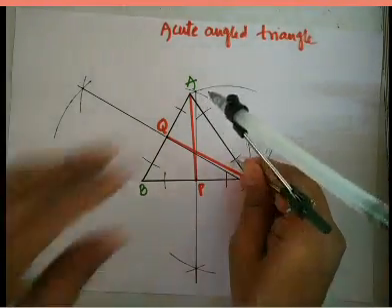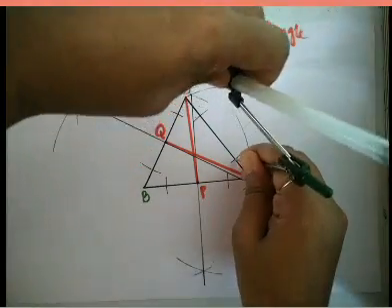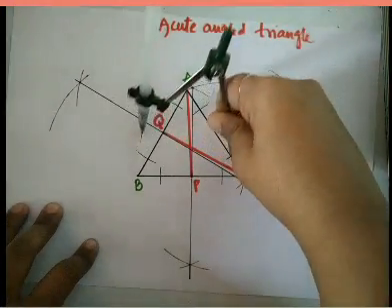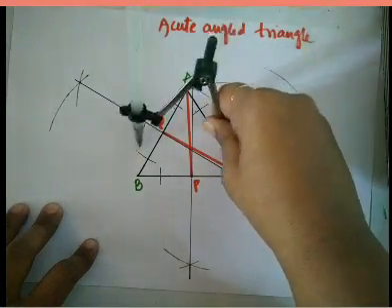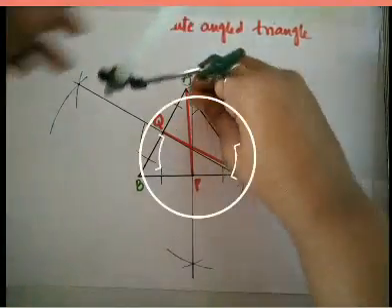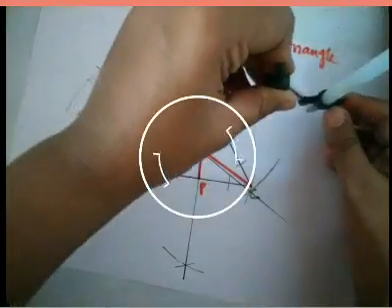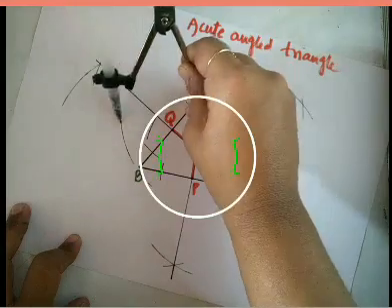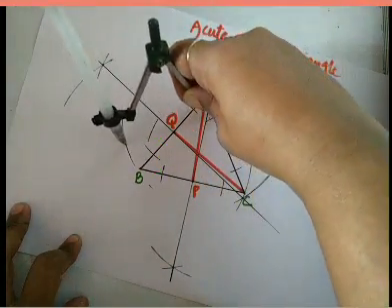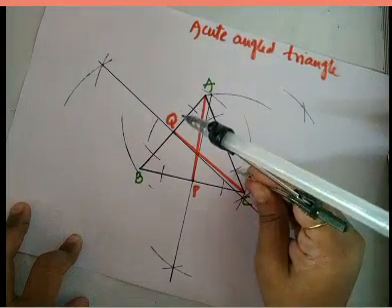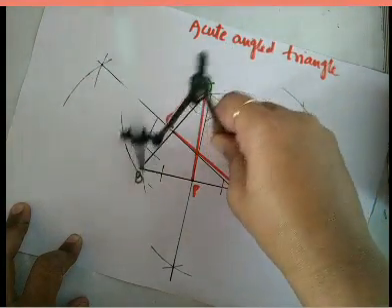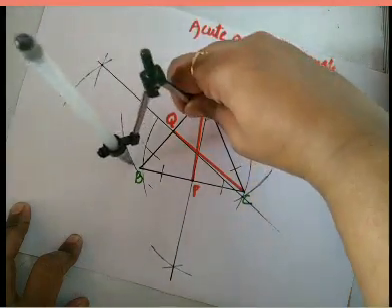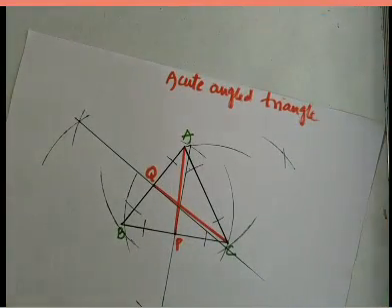Keep the pointer here, I'll draw an arc up and down, and I'll keep it here and make an arc up and down. Okay, if they are not intersecting, I'll extend them further. Yeah, now they are intersecting, so I'll join it.